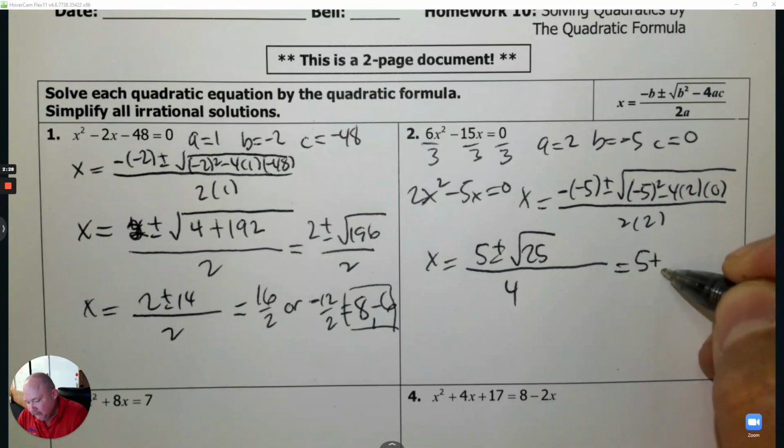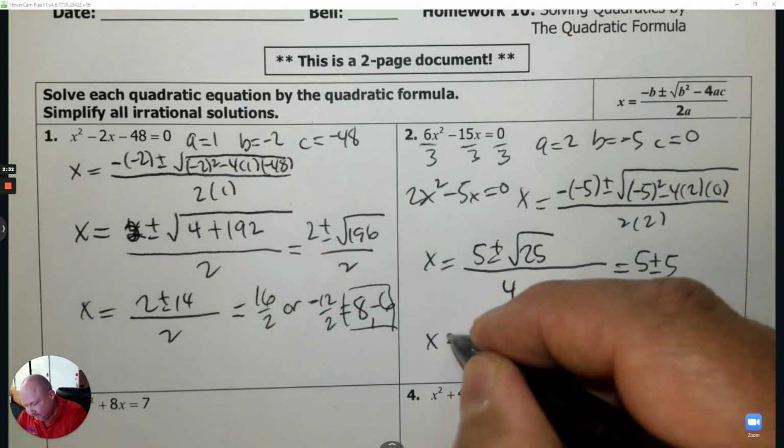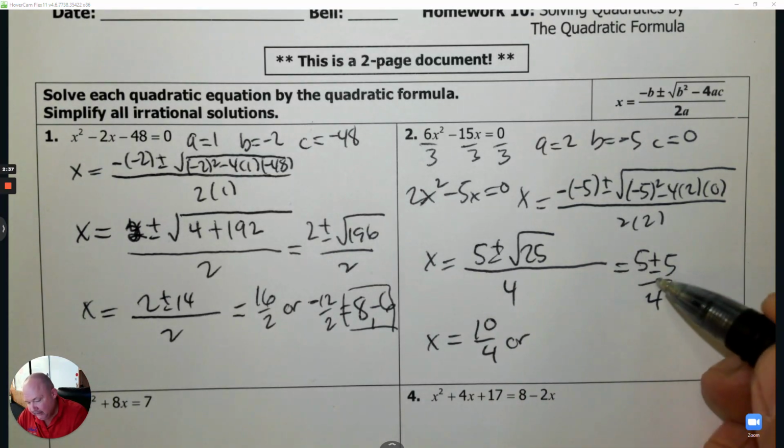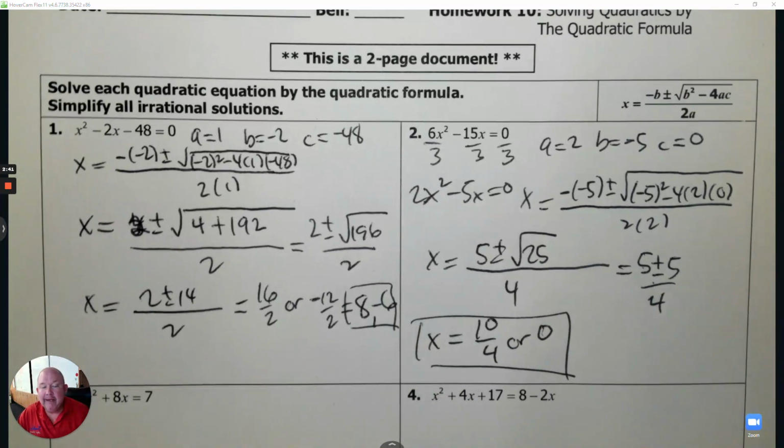So it leaves me with two possibilities. So the square root of 25 is 5. 5 plus 5, which is 10 over 4. Or 5 take away 5, which is 0 over 4. And I have my two answers.